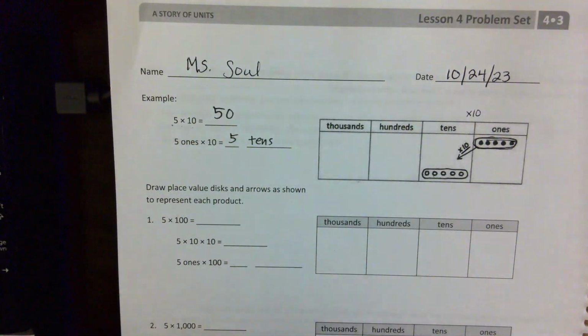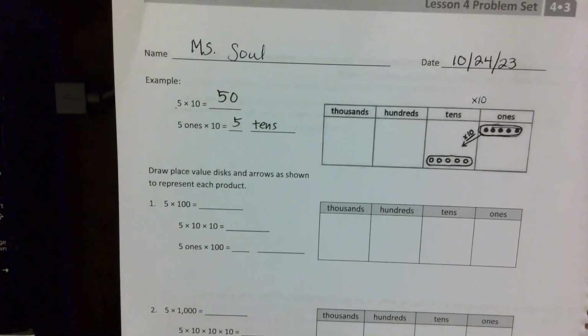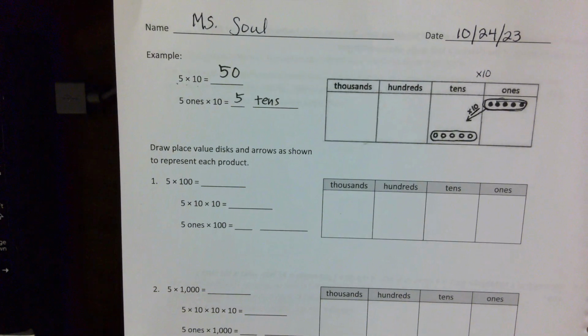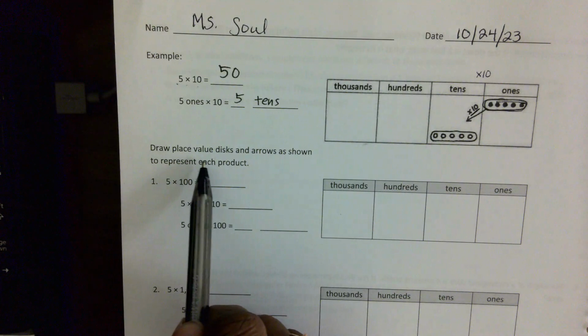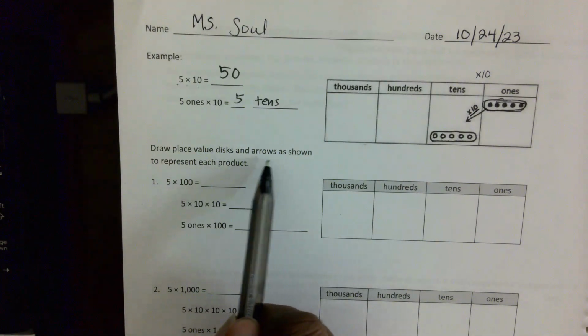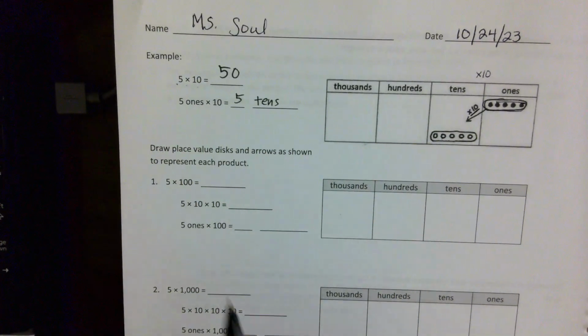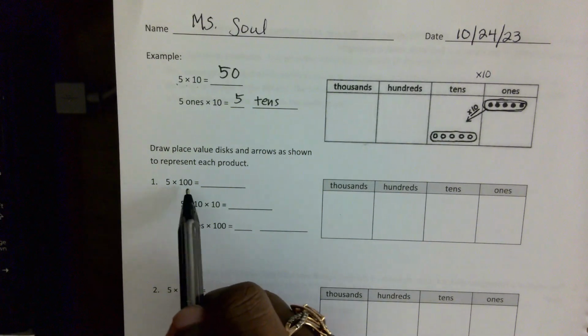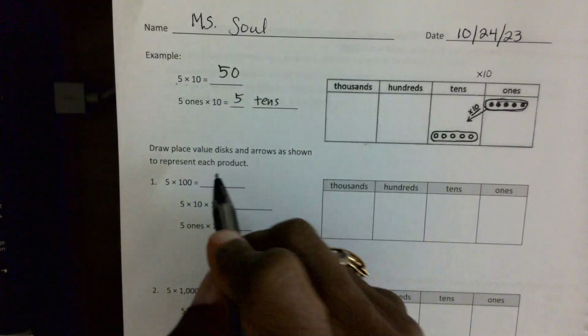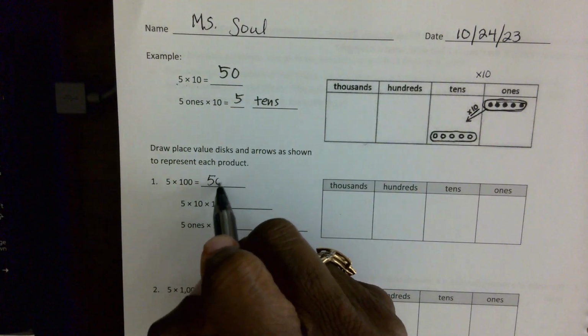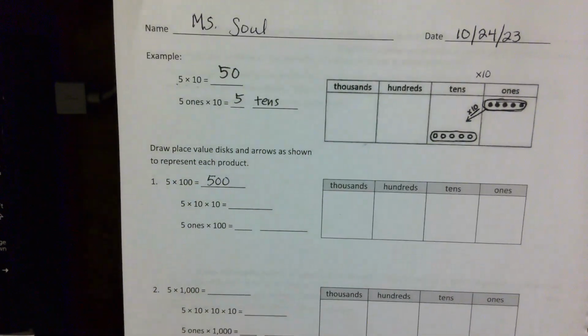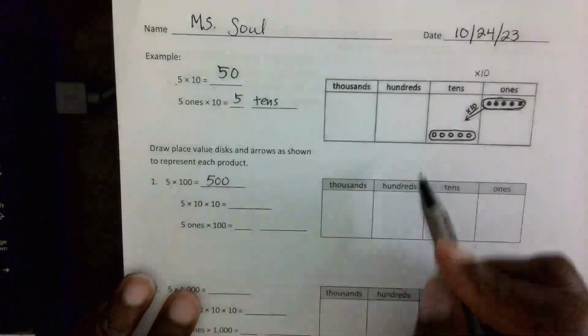So let's take a look at one. We will do this one together, and then you can try the next one. Draw place value discs and arrows as shown to represent each product. So I know that 5 times 100 is 500. But how do I show that on the place value chart?